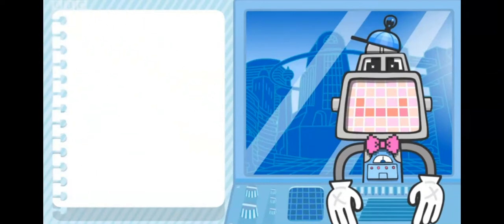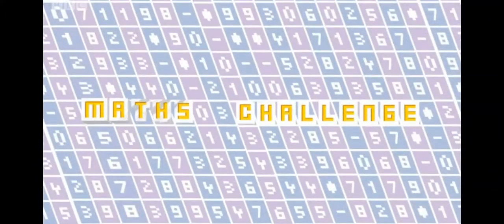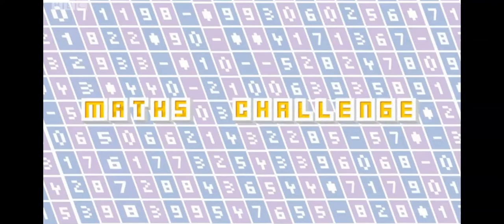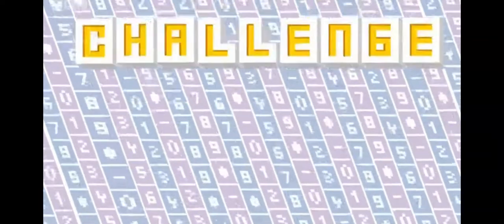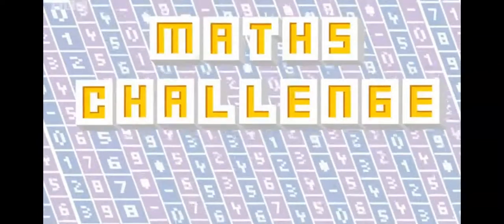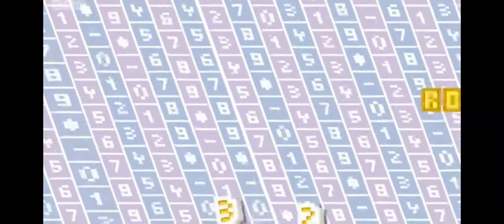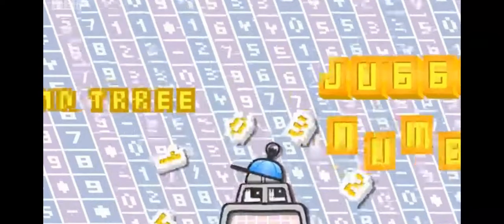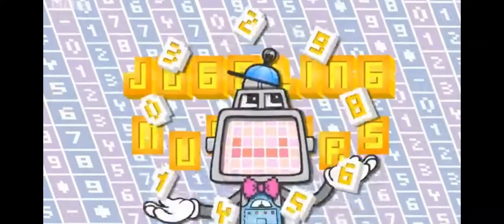Count up how many points you've got so far from rounds 1 and 2. I wonder how many of you have got the maximum points so far? A few, I should think. Well, now's your chance to increase your score even further, because it's time for Round 3. Juggling numbers.